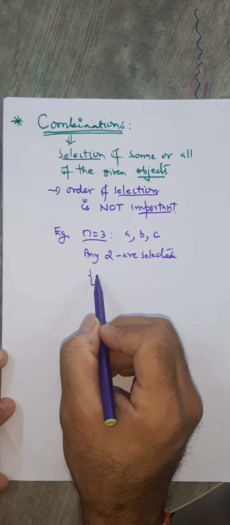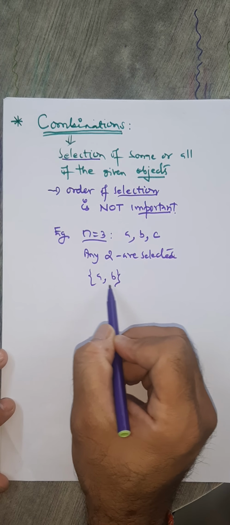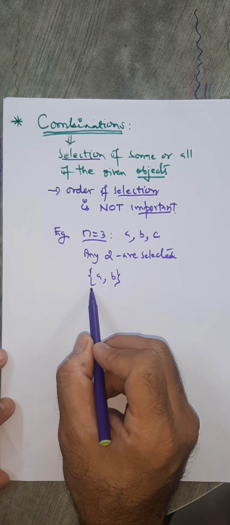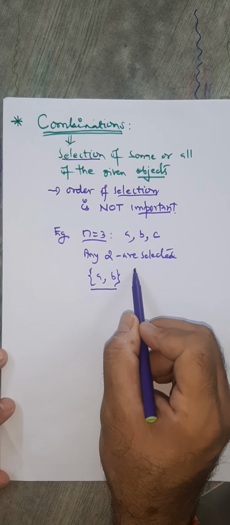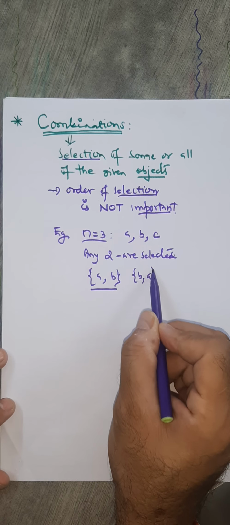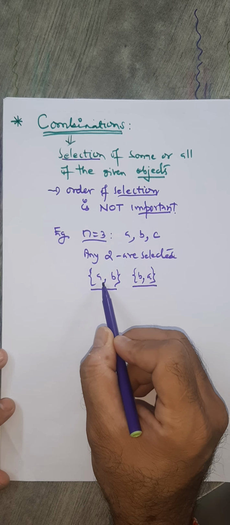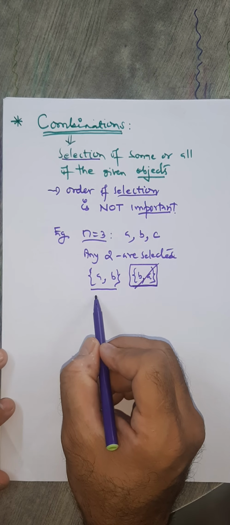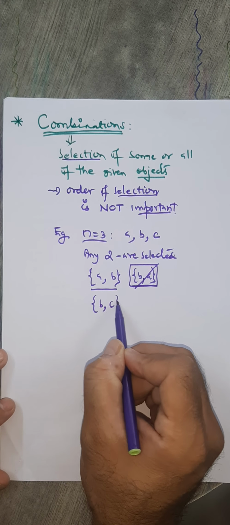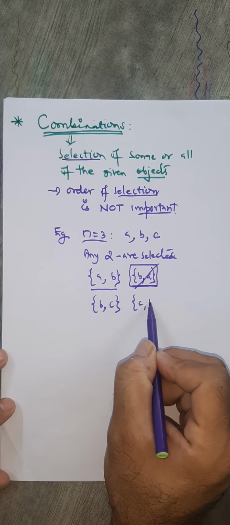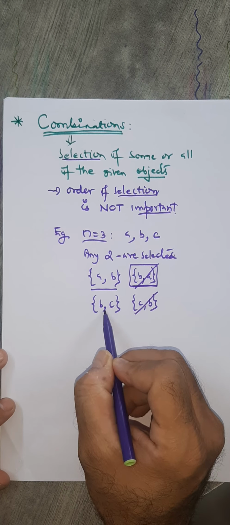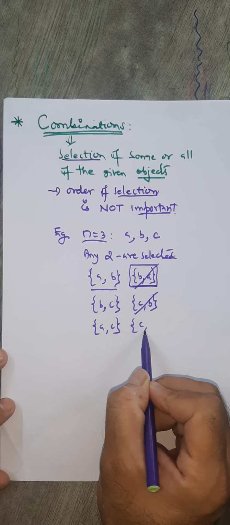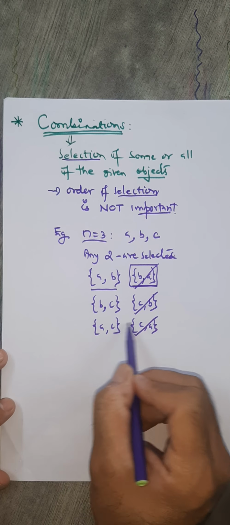So I can take A, B. This is one selection, so we put the curly bracket. Their order is not important. Whether you write AB or BA, both are the same, remember, because here order is not important. You can write any one of these two. Next, I can take BC or CB, both are the same. Next is AC or CA, either this or this.